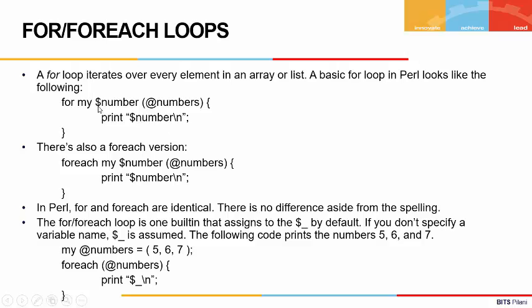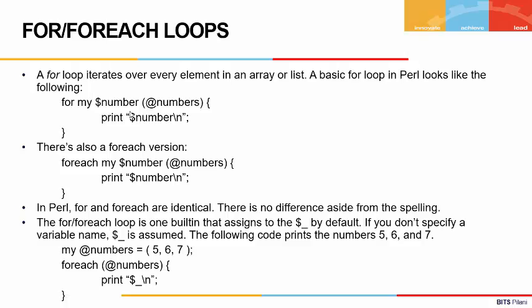For example, for, and I can declare my variable here, and I will give the array, and for each of these values it will print the variable number. You can use the same approach with foreach. For and foreach are both identical. There is no difference between these two, just a difference in the spelling you use.